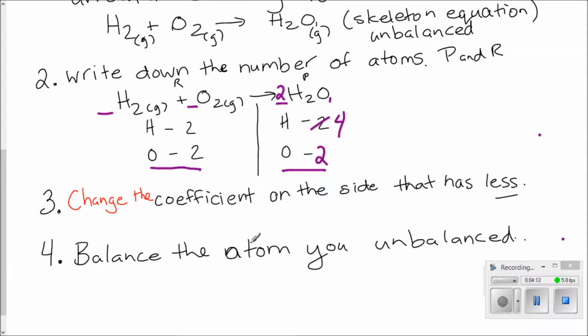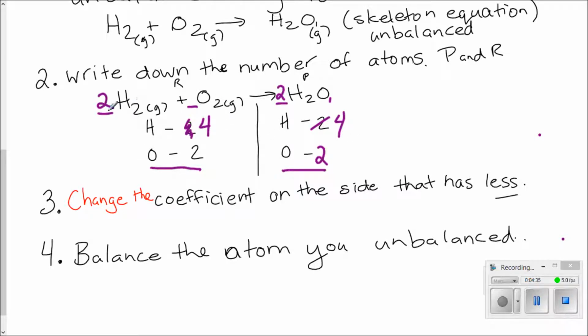That may seem strange to you, but what I mean is we messed up this hydrogen, so we want to fix this other hydrogen. So what coefficient can we put in front of here that's going to get multiplied in there to equal 4? Well, the answer is 2. So 2 times 2 is 4. So the coefficients that go in front of this are 2, 1, 2. And we start with the same amount of atoms as we finish with.